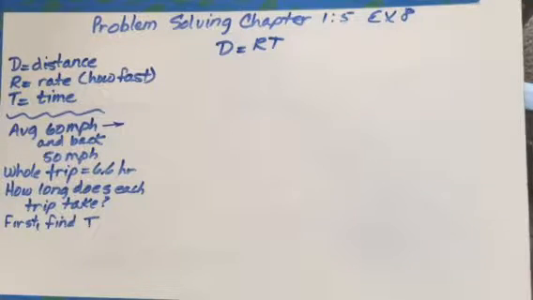The D stands for the distance traveled. R is the rate. Now rate means how fast are you going? The miles per hour. Okay, 50 miles per hour, 60 miles per hour, whatever. And of course the T is time.